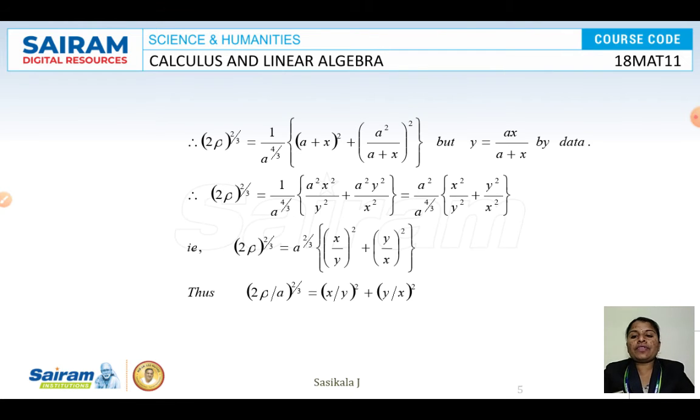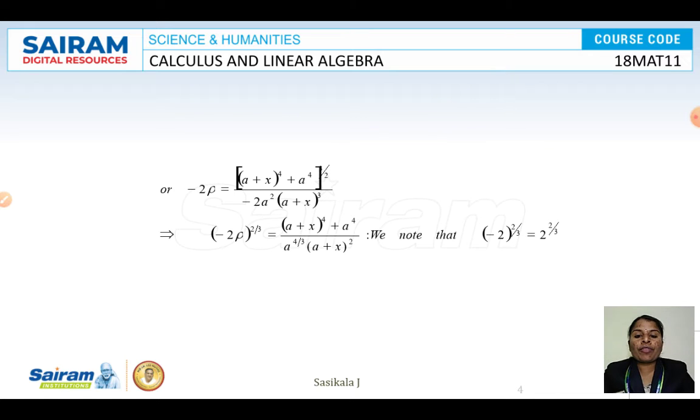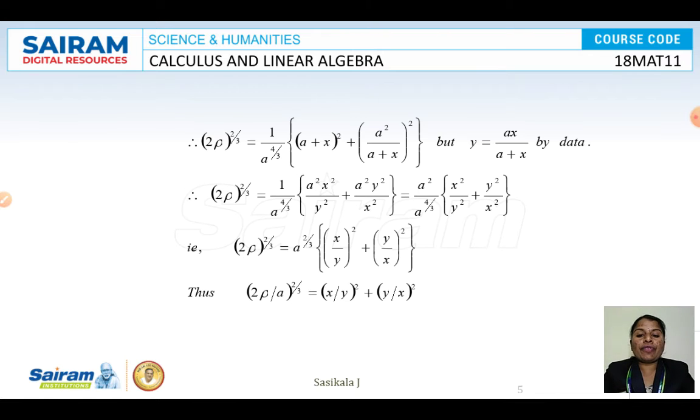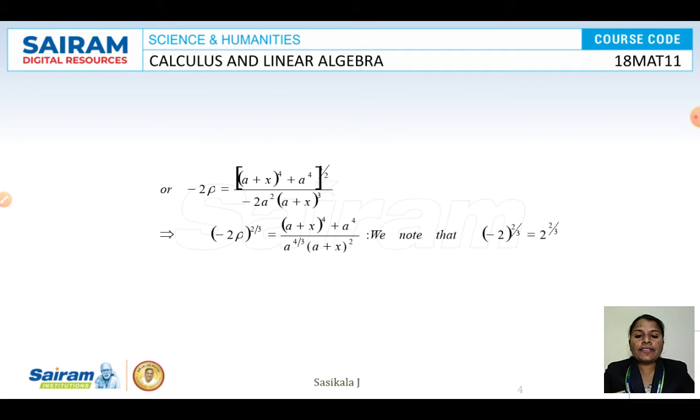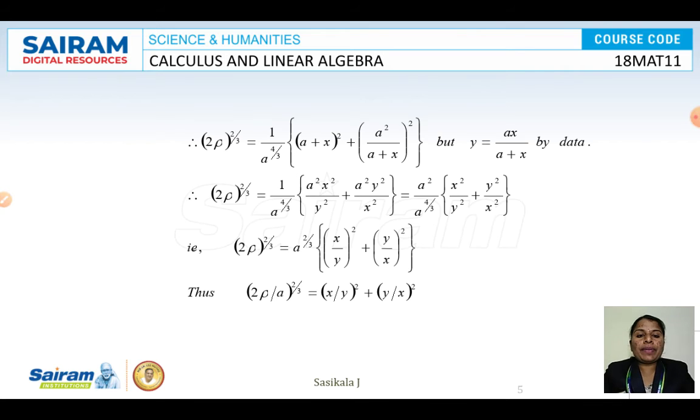So the left side is 2 rho to the power 2 by 3 is equal to, so what has been written, 1 by a to the power 4 by 3, I kept separately. So what will happen? (a + x) the whole square plus ax by, you have a + x. I am going to write it to substitute for y. So it is a squared by (a + x) the whole square, which is equal to 1 by a to the power 4 by 3.